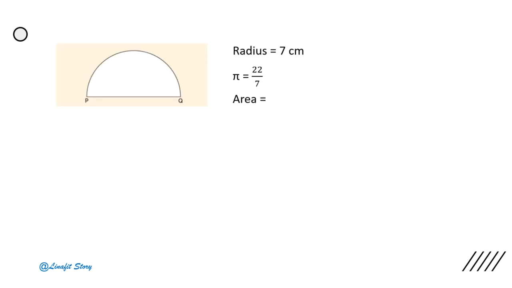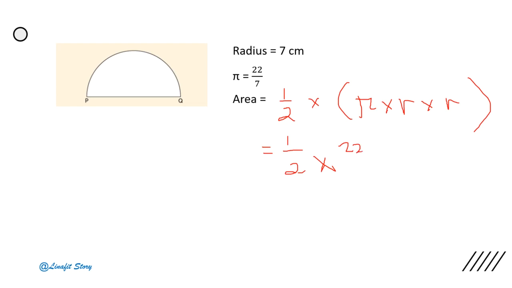If the radius of a semicircle is 7 cm, pi is 22 out of 7, find its area. This is the semicircle. So the area is 1 out of 2 times pi times radius times radius. So 1 out of 2 times 22 out of 7 times 7 cm times 7 cm equals 77 square cm.